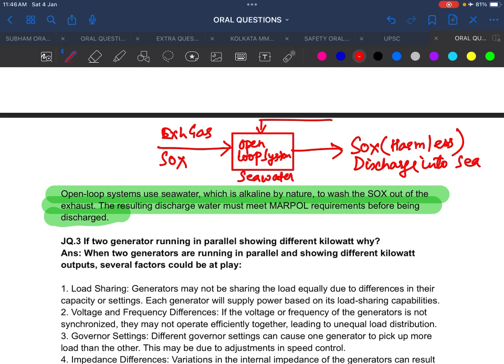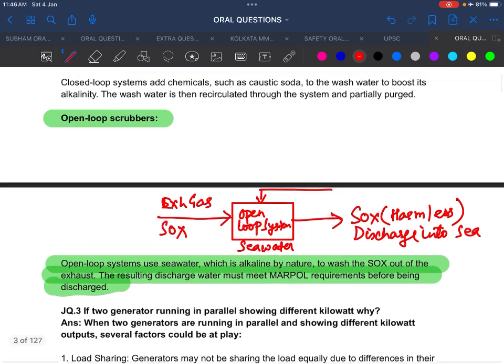Whatever the MARPOL requirements, I will tell you in the safety part: how you can discharge, because we do not discharge anything directly into the sea. There are some requirements, rules and regulations which are implemented by MARPOL. If the requirements are met, then we can discharge into the sea easily. So this is the open loop system of the scrubber.